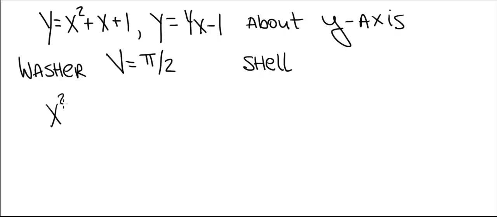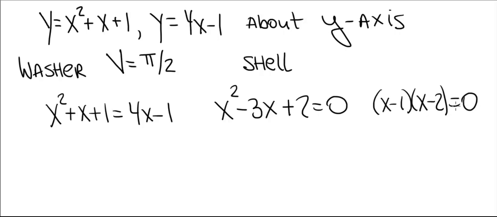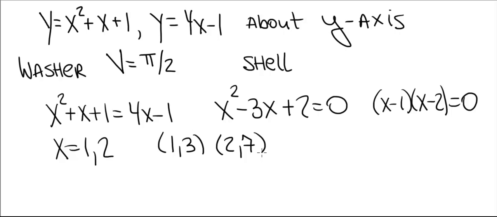First, set x squared plus x plus 1 equal to 4x minus 1. This will give us the x coordinates of the points of intersection. So that would be x squared minus 3x plus 2 equals 0. x minus 1 times x minus 2 equals 0. x equals 1 or 2. We have 2 points of intersection. Plugging these in, we find that when x is 1, y is 3, and when x is 2, y is 7. Those are the 2 points of intersection.